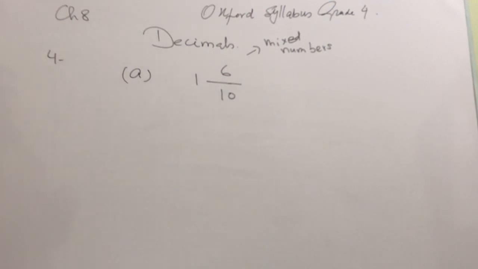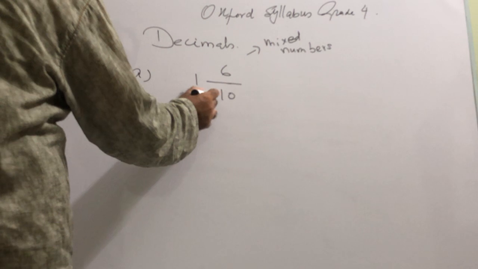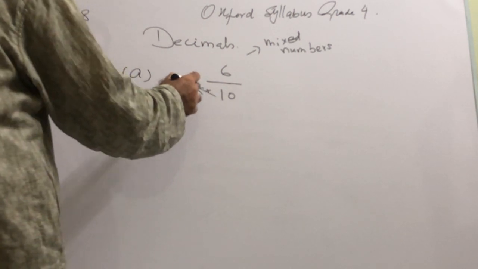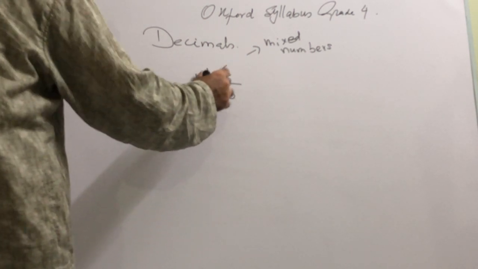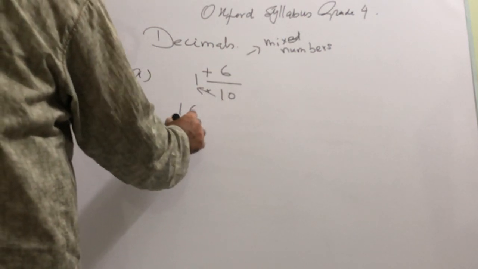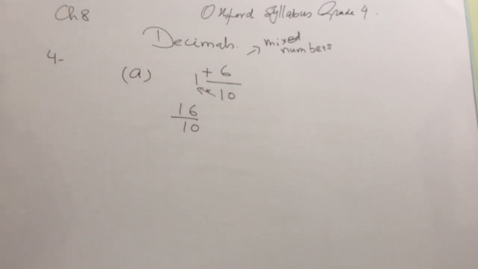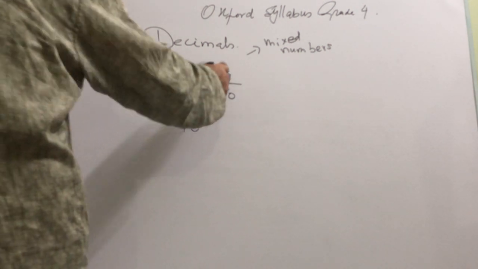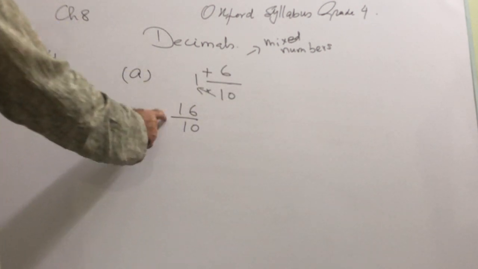We will convert this one by multiplying 10 with 1. 10 ones are 10 and add 6. 10 ones are 10 plus 6, 16. 10 remains the same as the denominator. 16 over 10. So this is a mixed number, and we converted it into this form.